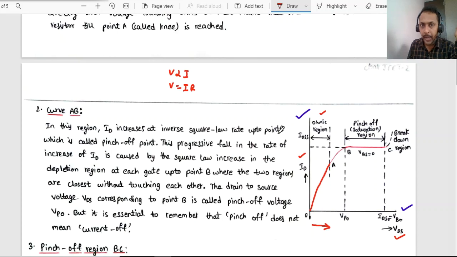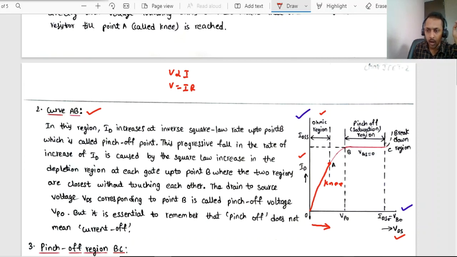Now this point A is called the knee point, KNEE, knee point, right? Once it has reached the point A, in the region of the curve AB, you can observe it is not that much linear.